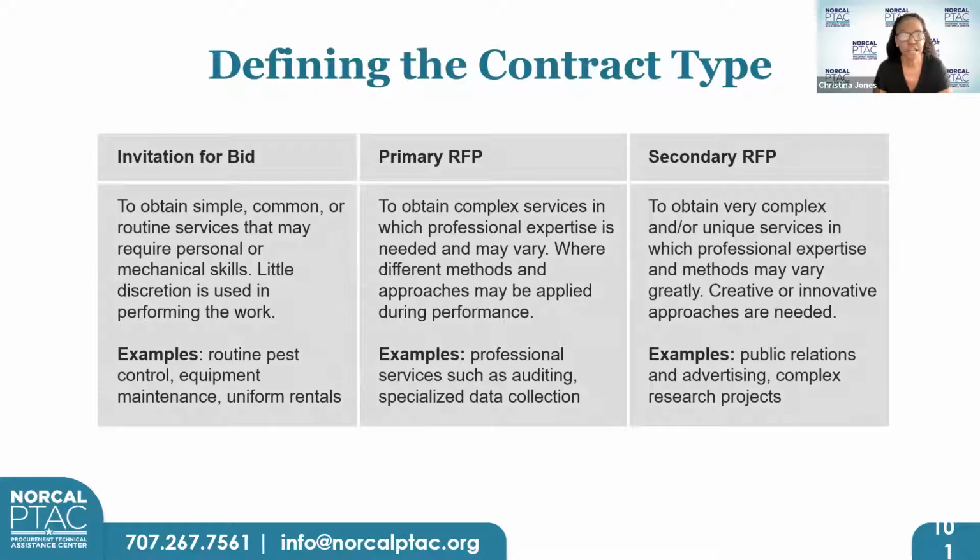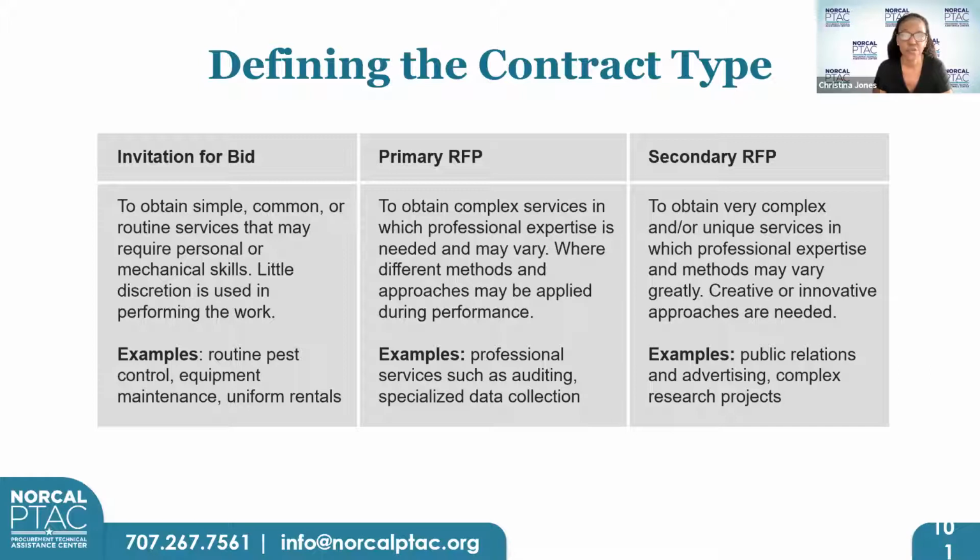And here's kind of an outline of the different types of contracts, which you probably see a lot if you've looked on Cal eProcure: invitations for bids, or primary RFPs. Probably not so many secondary RFPs, but those are one of the different mechanisms they use to contract. So invitations for bids are going to look like your janitorial services, or pest control, things that really are pretty much the same type of service or item that's needed.